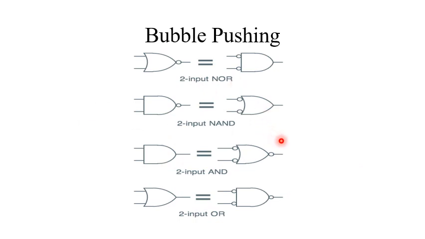Then bubble pushing. Bubble pushing means AND and OR operations must be built from NAND gates as well as NOR gates. De Morgan's law helps in the conversion. Here we have the bubble pushing operation. A two-input NOR gate is shown here. This is equal to an AND gate implementation.